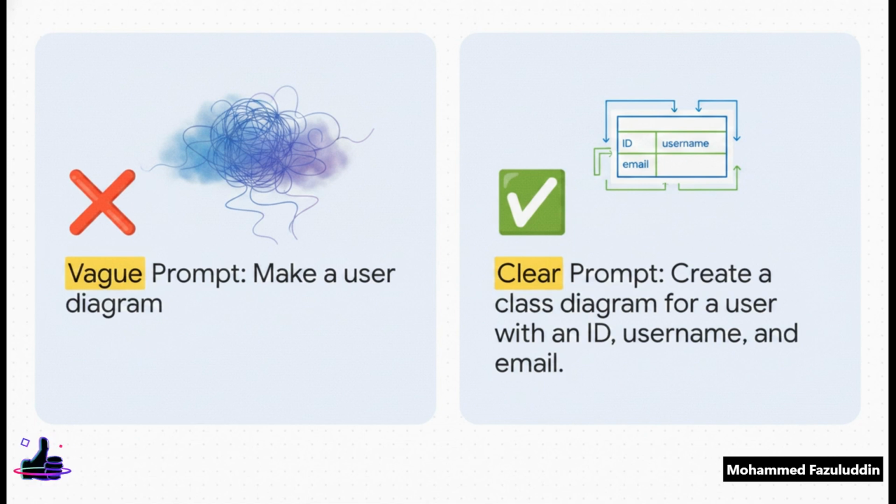If you give it a vague, generic prompt like, make a user diagram, well, the AI kind of has to guess your intent. But if you provide highly effective, detailed requirements like create a class diagram for a user with an ID, username, and email, the AI knows exactly what parameters to map. That gives you a precise, highly usable result instantly.